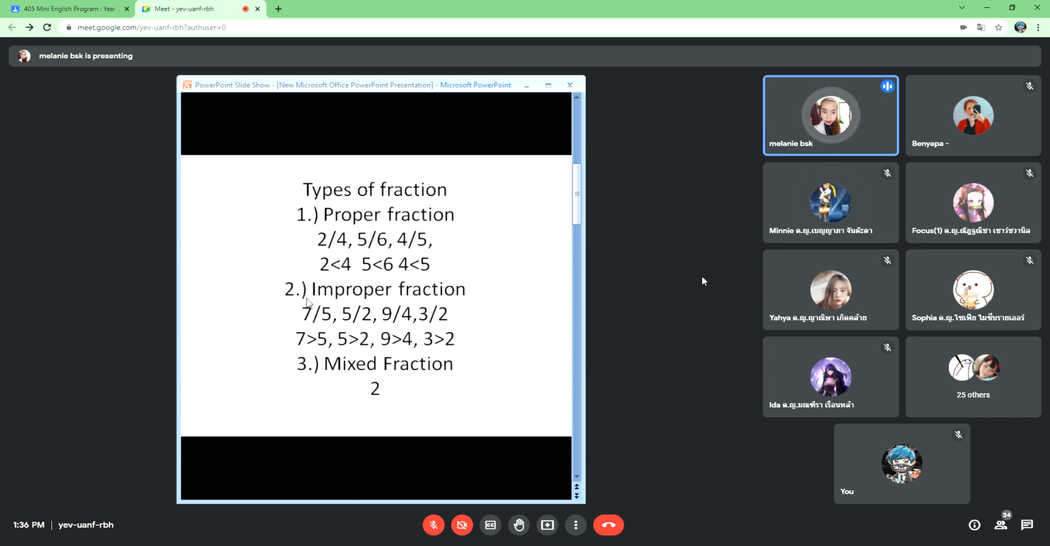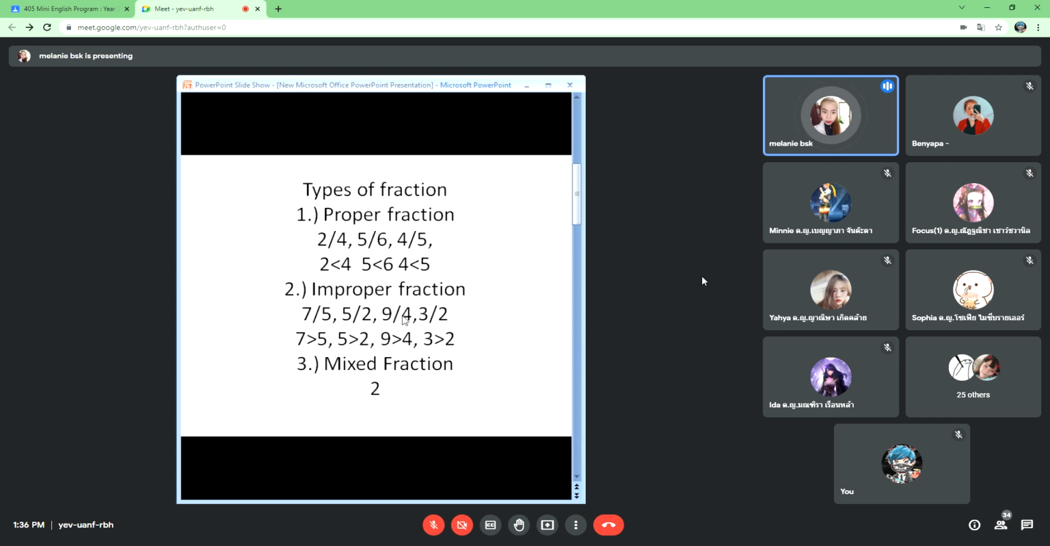Okay, next we have the improper fraction. If we have the proper fraction, we have the opposite, the improper fraction. For the improper fraction, the numerator is greater than the denominator. We have 7/5. 7/5 is an improper fraction, because 7 is greater than 5. How about 5/2? 5/2 is an improper fraction, because the numerator 5 is greater than 2.